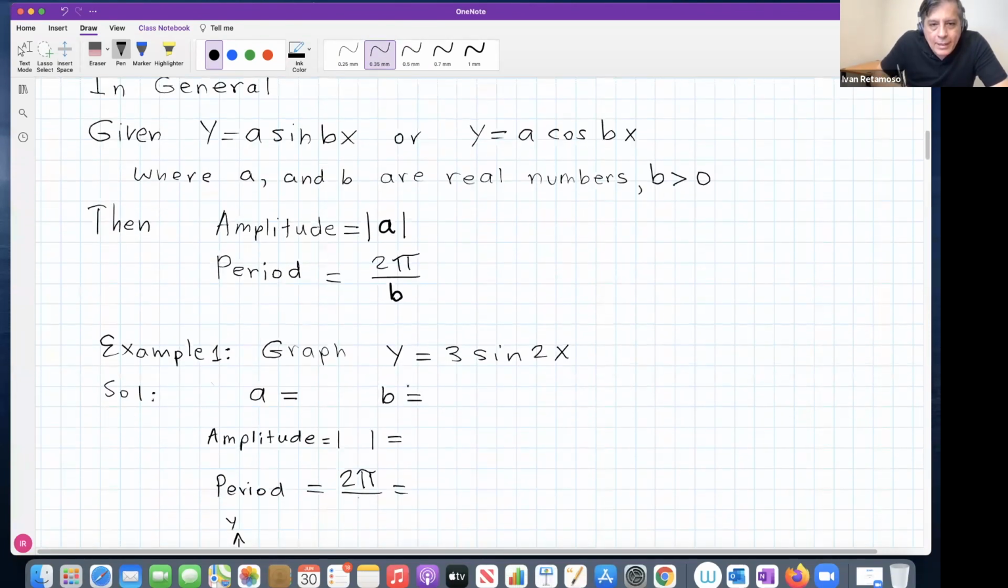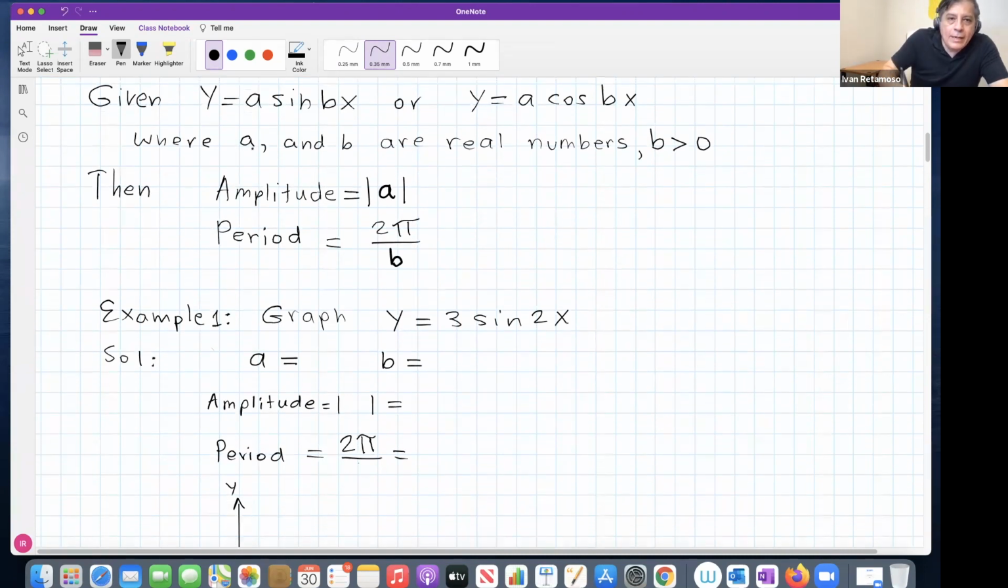Well, imagine they say graph y equal 3 times sine of twice x. Quickly you should identify the value of a. Notice a is this number, so it has to be just 3, right? And the value of b is the number attached to x, 2, right? And you follow the formulas. Amplitude should be, according to the formula, the absolute value of a, which is 3. Great, that's the amplitude. And the period should be 2 pi over b. B is 2. So 2 pi over 2, canceling this 2, this is just pi. Pi is the period of this graph.